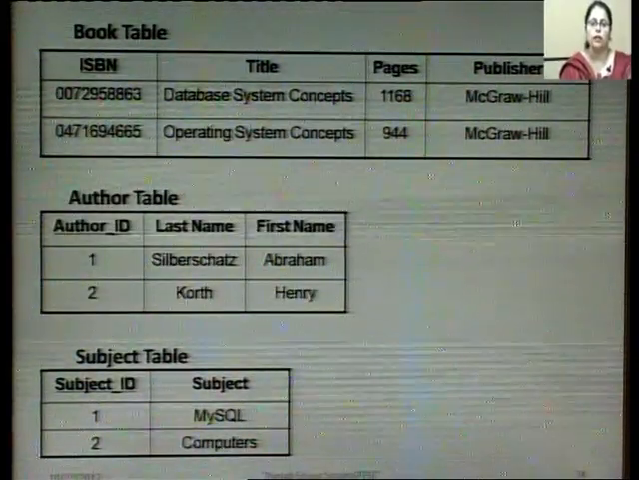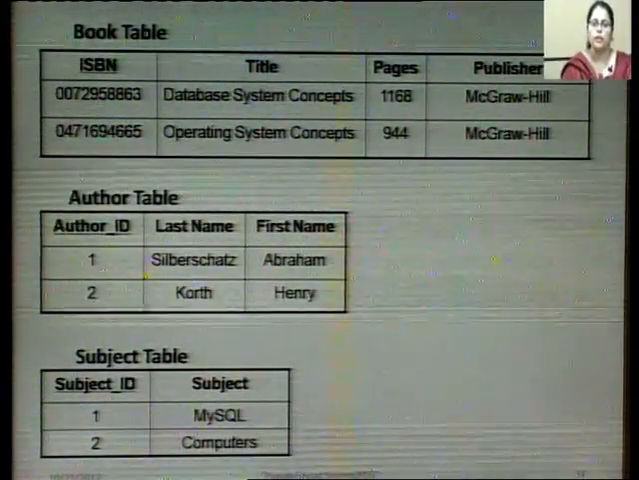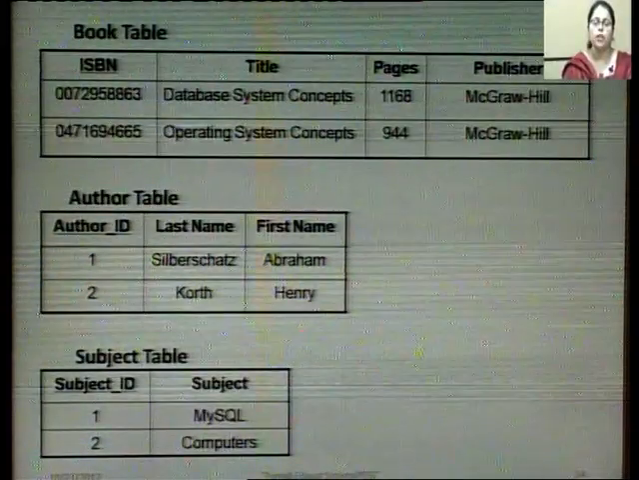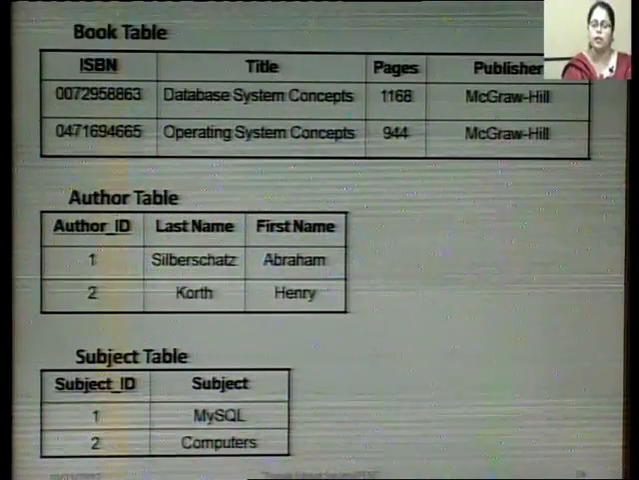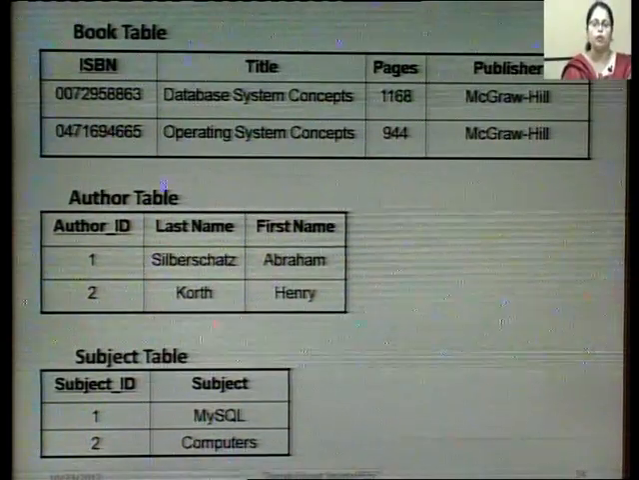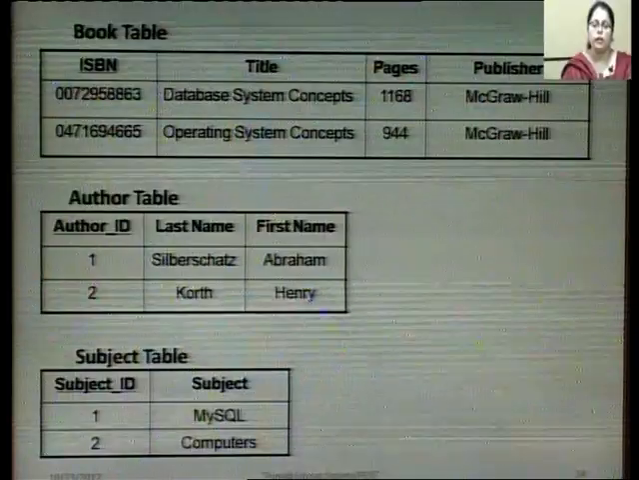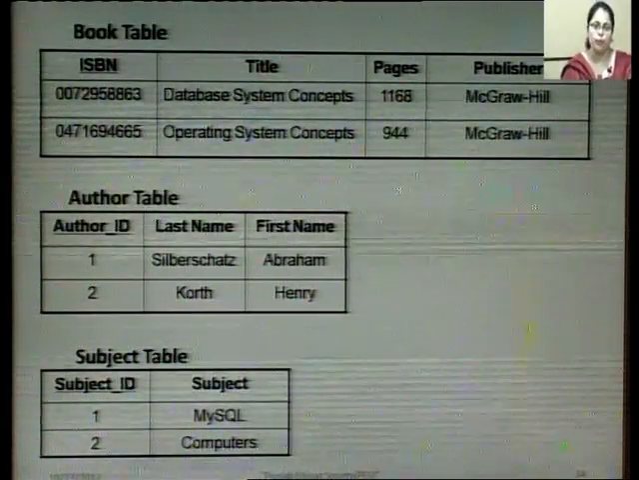You can see that in the book table, the ISBN is the primary key. In the author table, author ID is the primary key. In the subject table, subject ID is the primary key. There are no multi-valued or composite attributes, and hence these three tables are in first normal form.